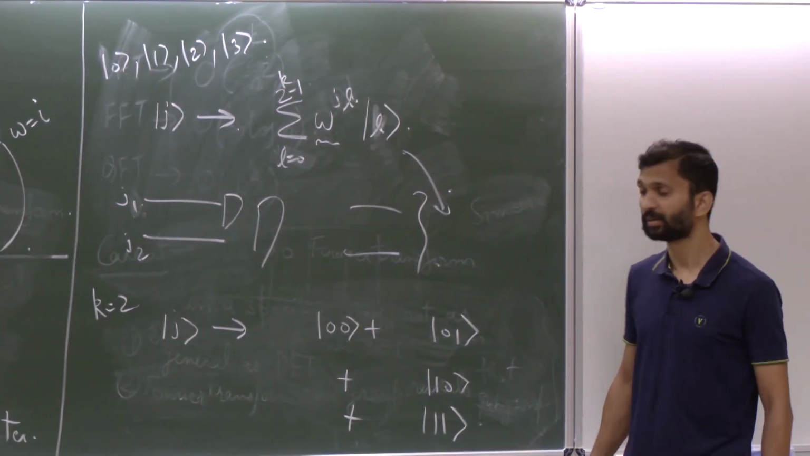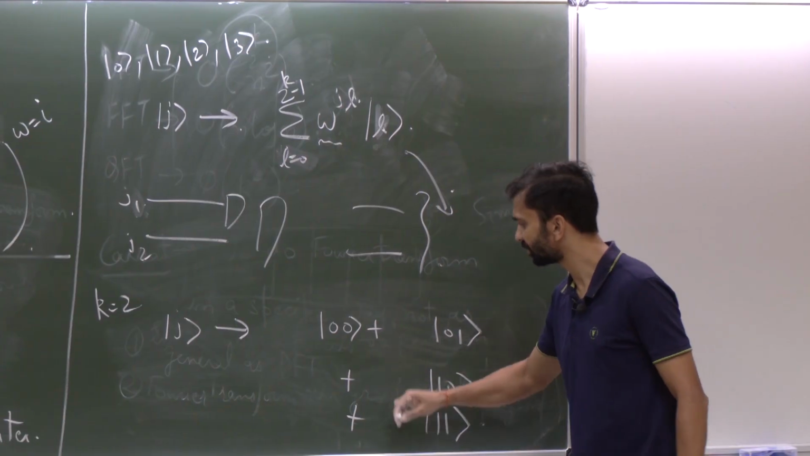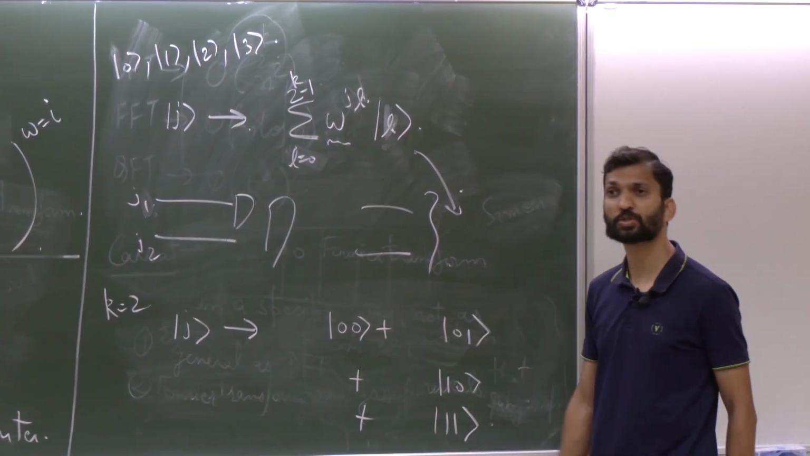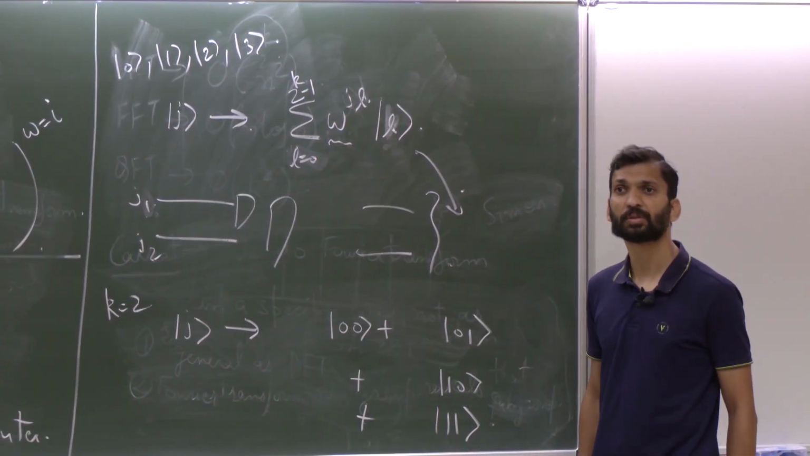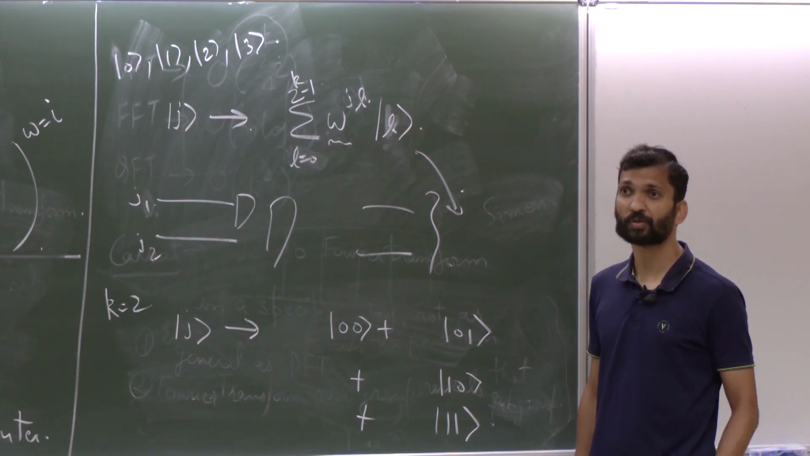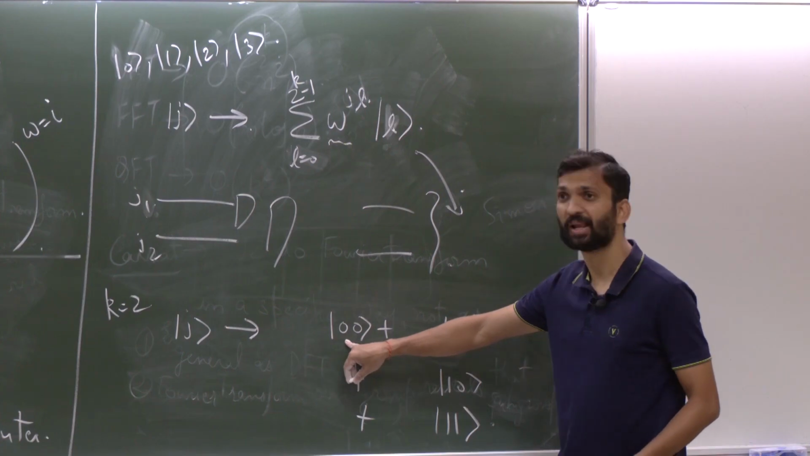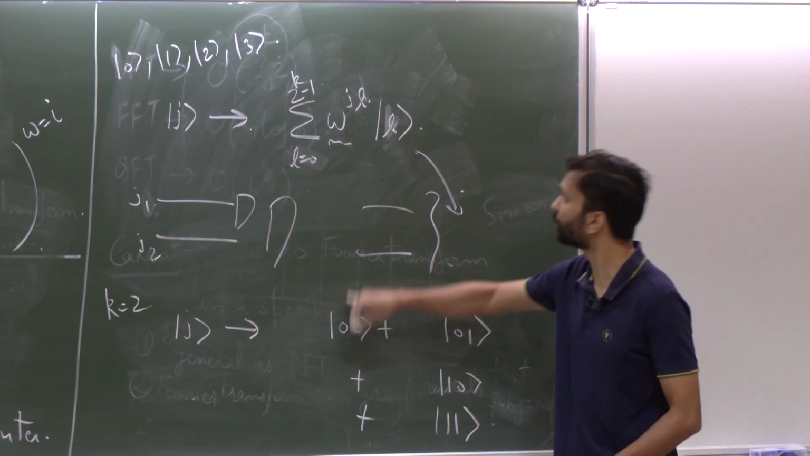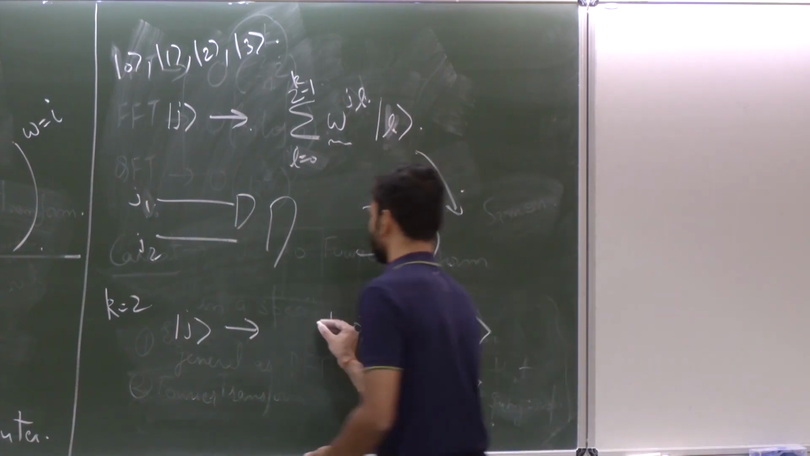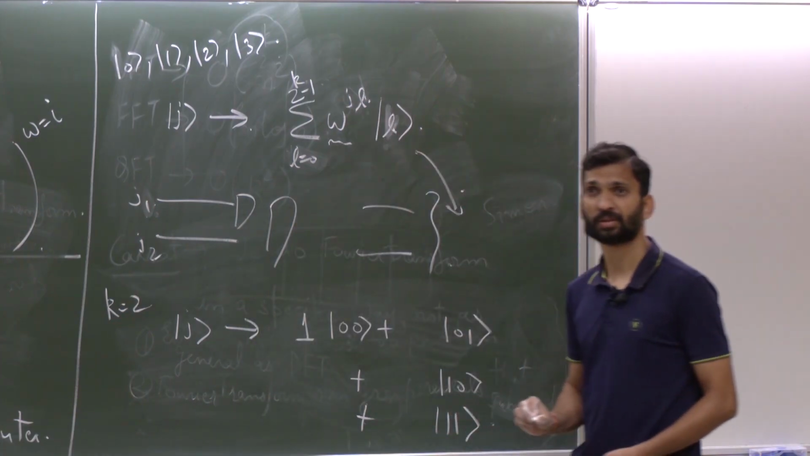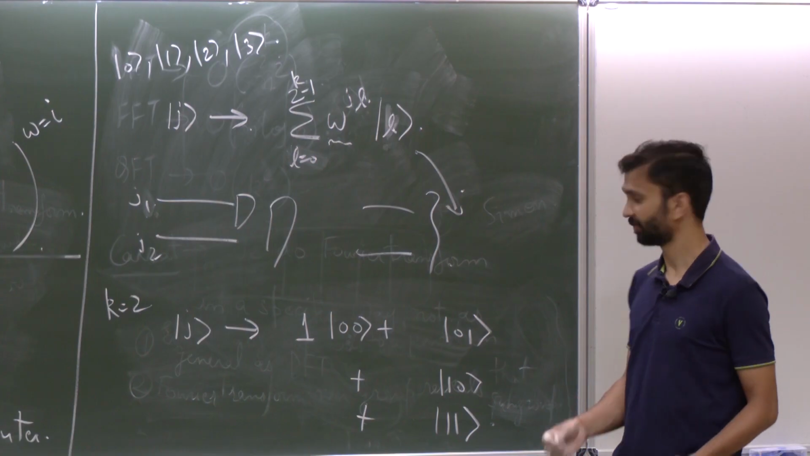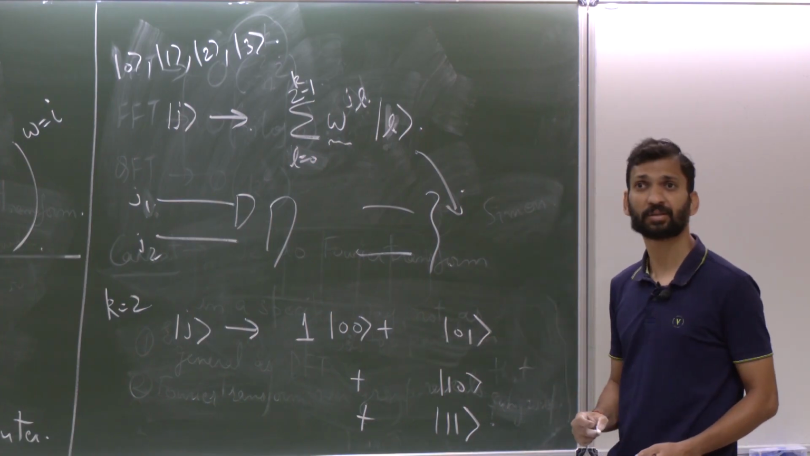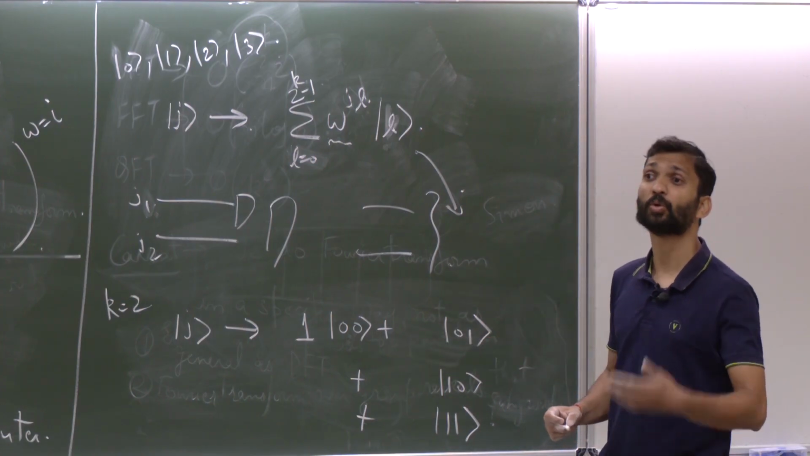Correct? What are the coefficients here? What is the coefficient for 0, 0? Omega to the power j times, what is L? This is the binary representation of 0. So L is 0. What will I get here? Omega to the power?